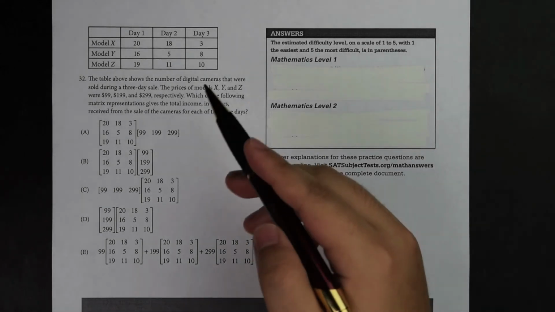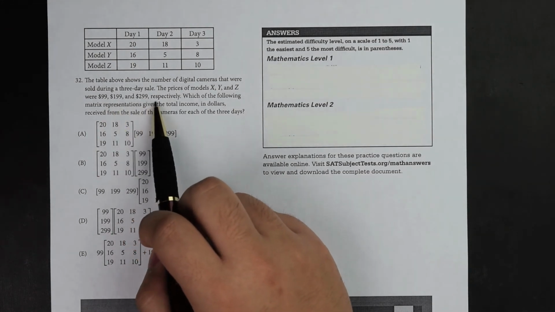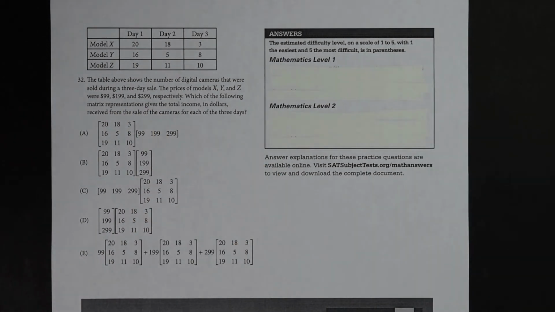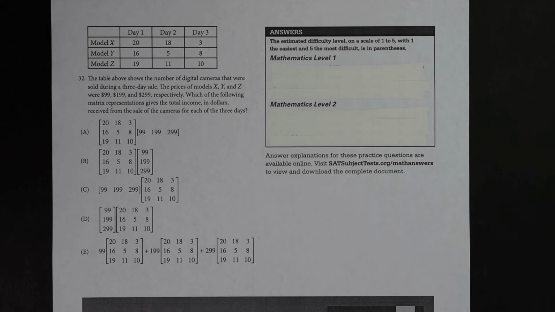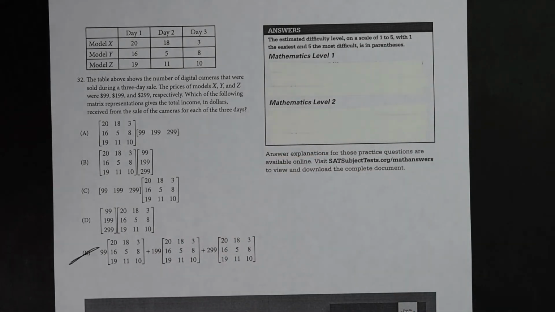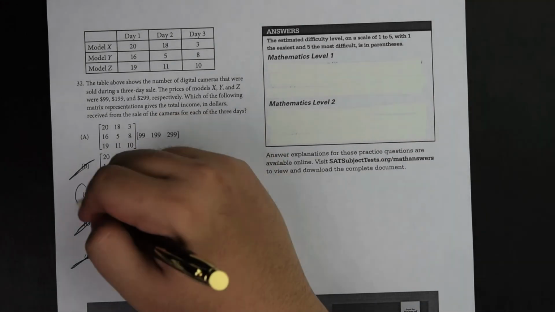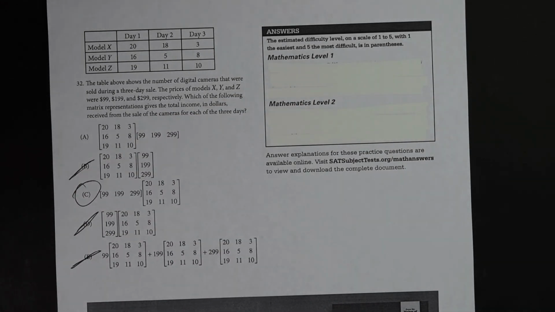So for number 32. Okay, so 99. XYZ. Okay, so that's not E. That doesn't make any sense. I know it's not B or D. That doesn't make sense. Okay, so my final answer for number 32 is C, and now I'm going to go ahead and explain to you how I was able to get to this answer.